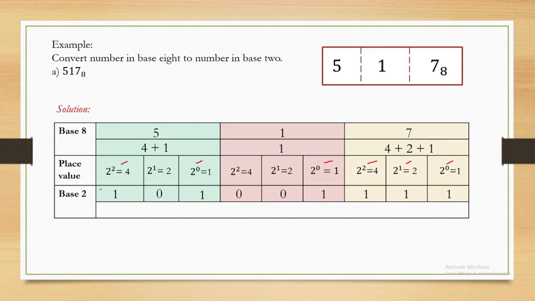Then we combine all these digits to form base 2. Okay, 1 0 1 0 0 1 1 1 1 base 2. This is the final answer.